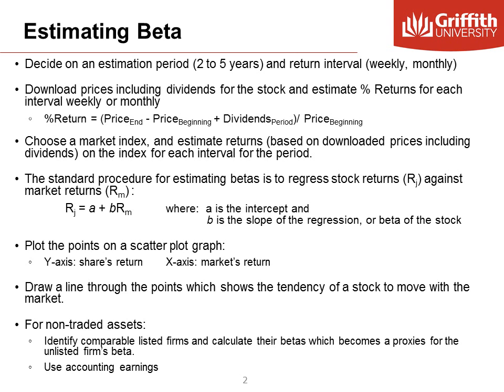So the regression model is RJ equals alpha plus beta multiplied by RM, where alpha A is the intercept and beta B is the slope of the regression. After that, plot the points on a scatter plot graph, taking into consideration that on the y-axis, the vertical axis, you plot the share return, and on the x-axis, the horizontal axis, is the market return. And then you draw a line through the points using linear regression.